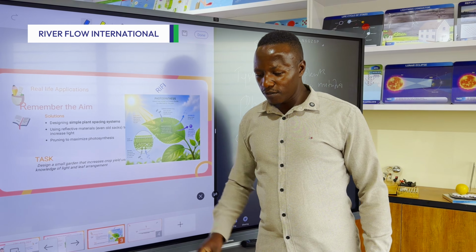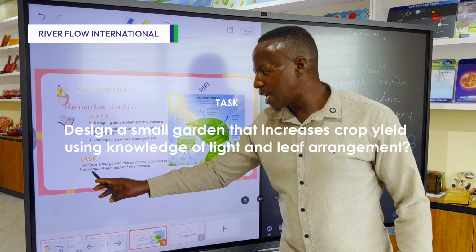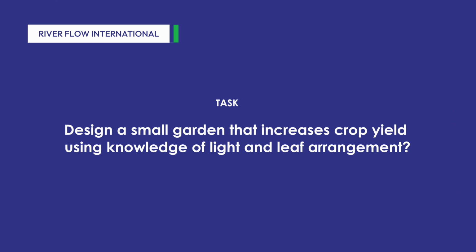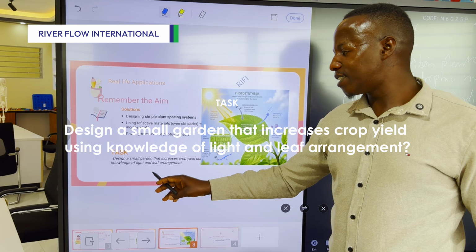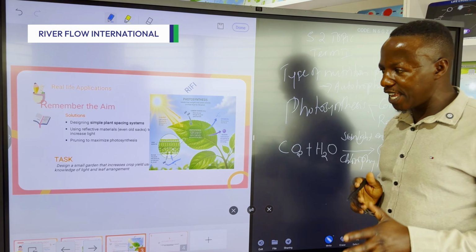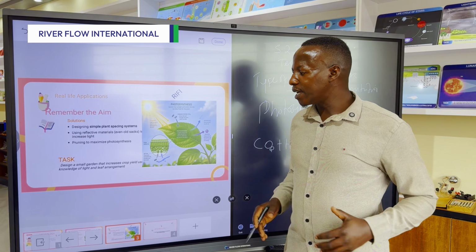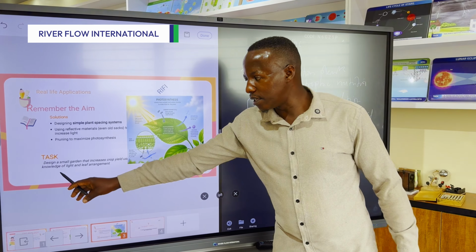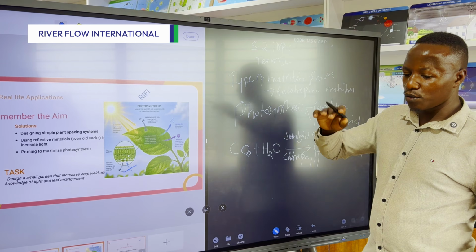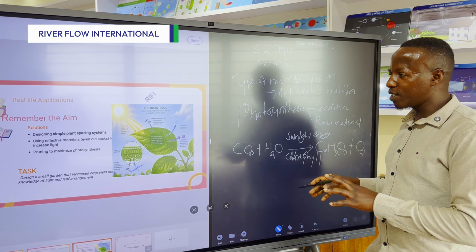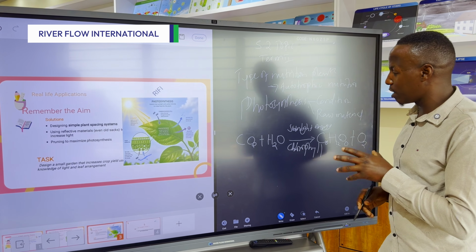Then I wanted to leave you here with a small task: design a small garden that increases crop yield using knowledge of light and leaf arrangement. So I want you to design a small garden that increases crop yield using this knowledge of light and leaf arrangement. I think you will put that in the comment section, and we see how we can go about it.